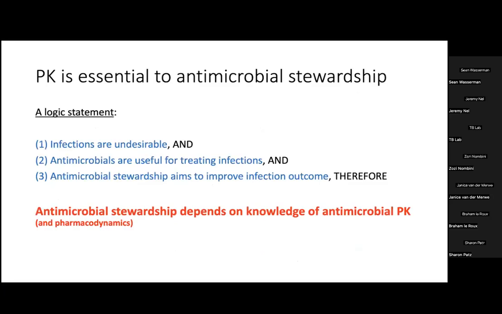And just to start off, to try and make the argument I said I would try and convince you of in the beginning, I'm going to do that in the first slide. And that is, we believe that infections are undesirable. We also think that antimicrobials are useful for treating infections, and we apply antibiotic stewardship to improve infection outcome. Therefore, antibiotic stewardship and antibiotic prescribing, and actually our job, depends on knowledge of antimicrobial pharmacokinetics.